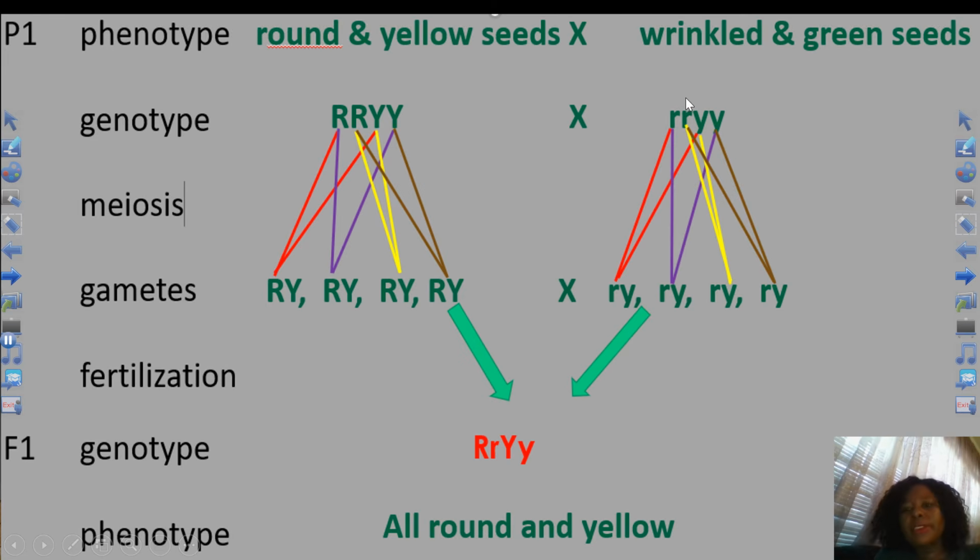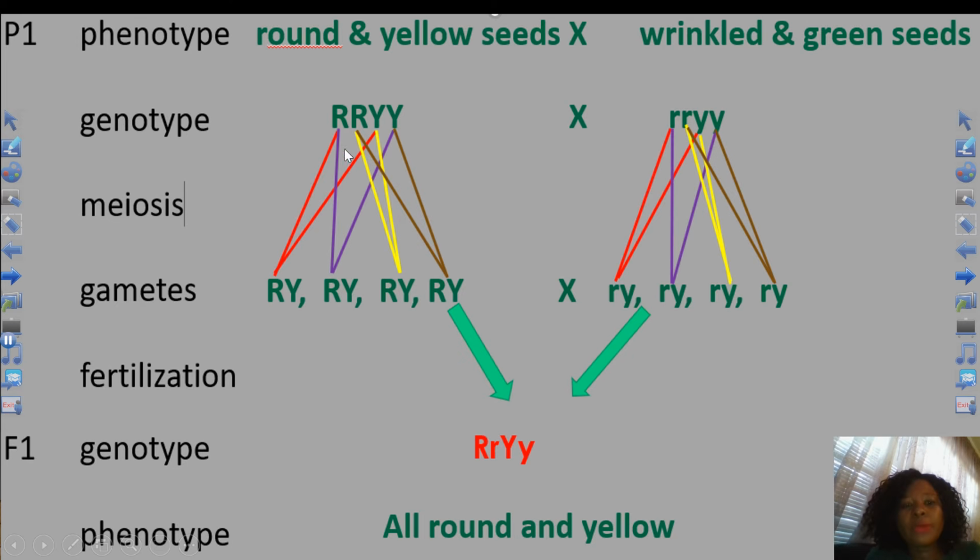Same thing with the wrinkled and green seeds. It's two small r's, two small y's. Then the next thing that happens is that the alleles in the parents segregate during meiosis for the formation of gametes. So you will see now we have four letters that we must work with.